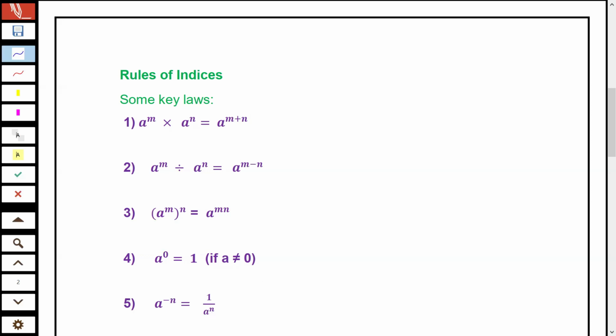Now the fifth law involves negative indices, where a number written with a negative power is equal to 1 over the number with a positive power. In other words, we're referring to the reciprocal. The reciprocal of a to the power of negative n can be written as 1 over a to the power of n. Now, here are some of the key laws of indices. So we are now going to apply them in different situations.